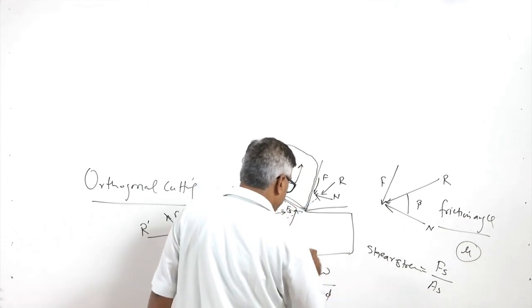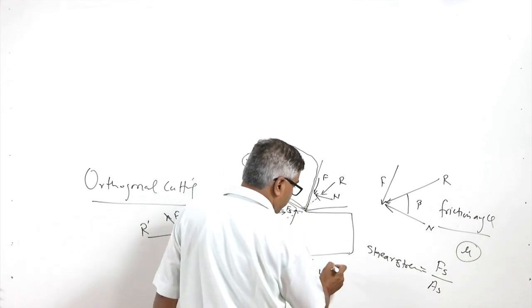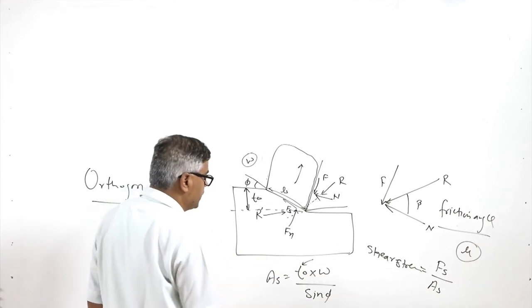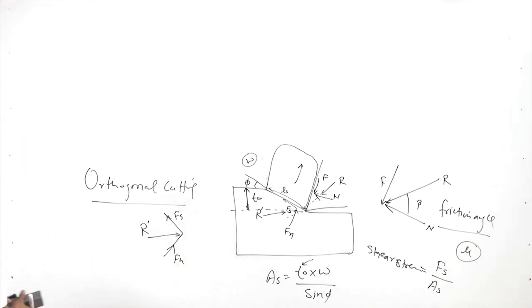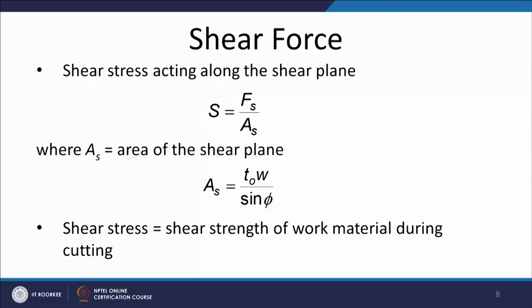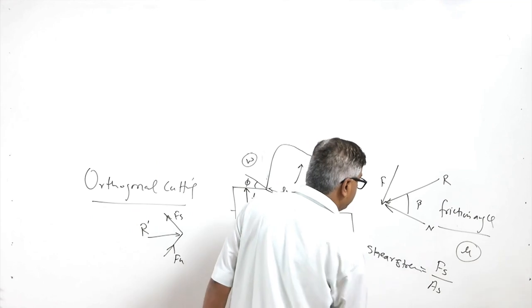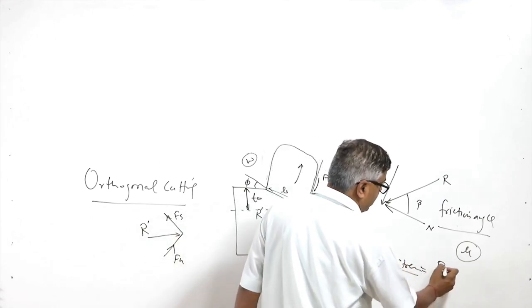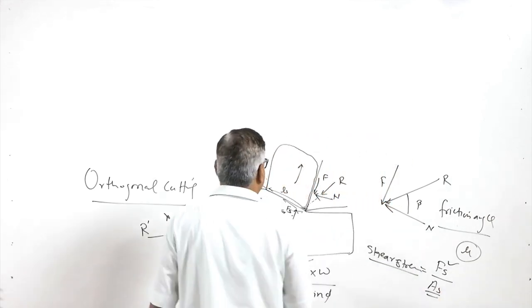So, t naught into W, where t naught is the uncut chip thickness, that is the depth of cut, and W is the width over which the cut will be taking place, and phi is the angle at which shearing will be taking place. So, t naught into W divided by sin phi will give us the shear area. The shear stress can then be calculated from the shear force divided by the shear area.